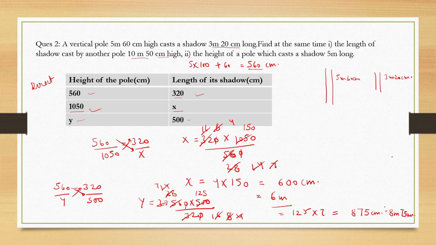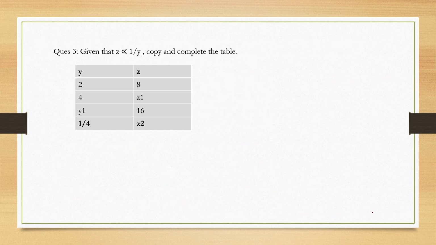So we have to see first whether it's a direct proportion or an inverse proportion. We have to see whether the quantity and the amount are increasing or decreasing. In that way we can find out whether it is a direct proportion or an inverse proportion. Now we will see some more examples.